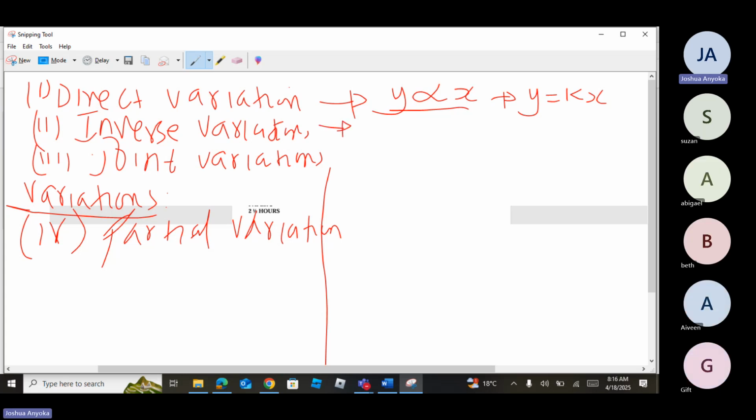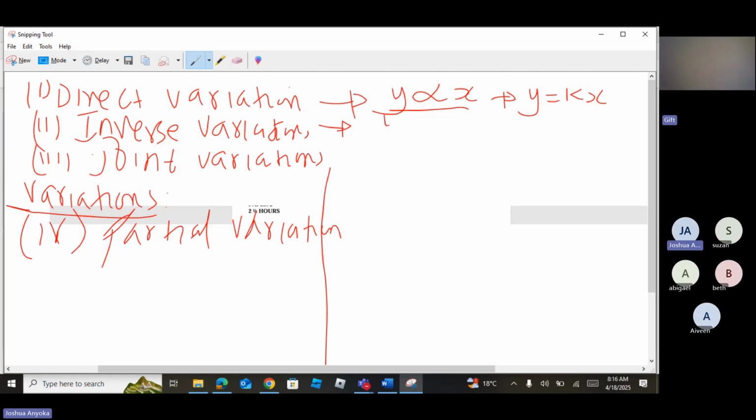In inverse variation, when we say a quantity y varies inversely as x, now the x goes to the denominator. And this one translates to an equation, this is a proportionality equation, which translates to y is equals to k over x. So when there is inverse, it means on the right hand side, the other quantity goes to the denominator. It is inversely related to the other quantity.